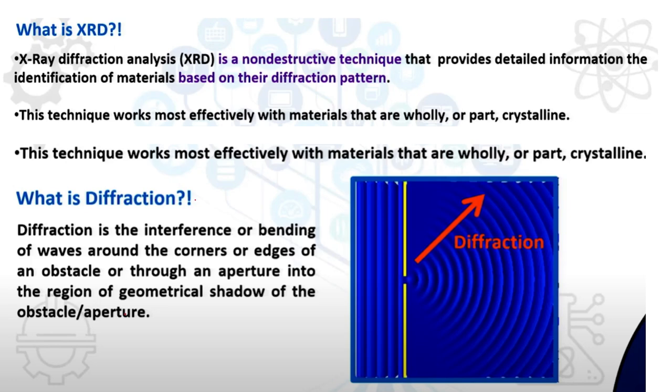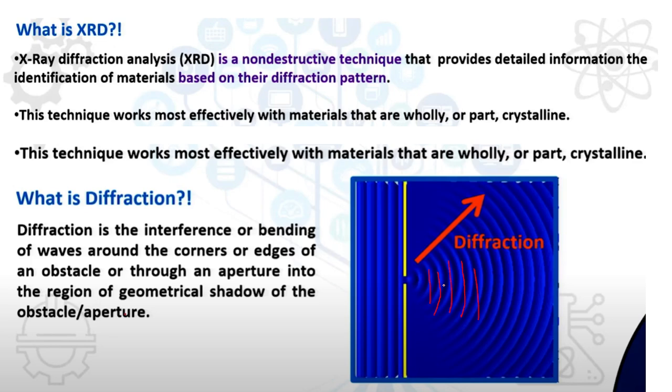And now what is diffraction? Diffraction is the interference or bending of waves around the corners or edges of any obstacle or through an aperture into the region of geometrical shadow of the obstacle or aperture. So here what is happening? This is the small aperture, and when the waves come out through this edge, they form a wave shadow like this, and when those waves form interference, it is called diffraction.